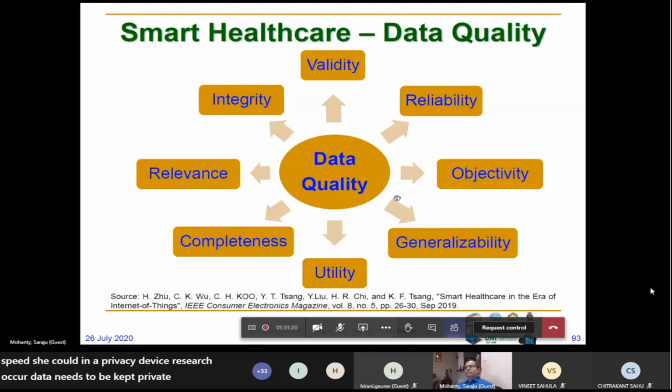Data is very important in smart healthcare, and so is the quality of data. If we do not have good quality data, we cannot make any judgment on whether a specific therapy will work, or even in the current case whether a vaccination will work. They are all dependent on data. So quality of data is very important, so that we can make better judgment on any therapy or any medicine or anything.